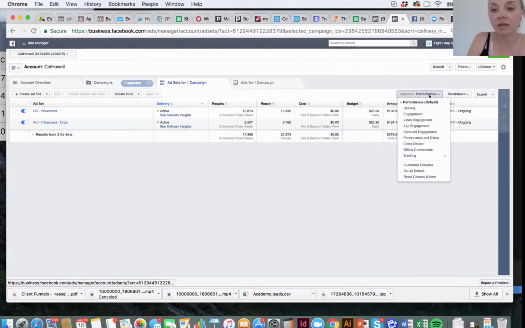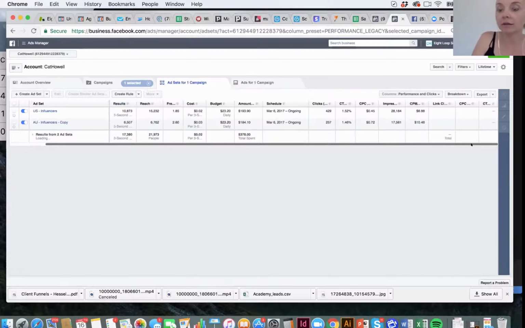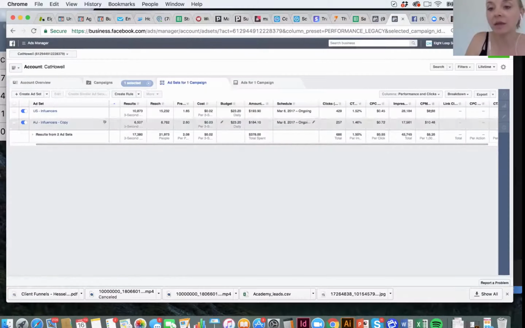I can go as far as pull up my performance and clicks, to see my link clicks and click-through rate and see how successful the video is at generating links. And it is 0 because there's actually no link in that video at all. It's a pure video. But I can look at my CPM to see how competitive my audience is. So obviously in Australia, my CPM is a lot higher, and this is sort of reflected in my cost per video views. So if I wanted to improve this and drop this down to 0.2, well then I know, okay, what are some ways to drop the CPM? The cost per 1,000 impressions.